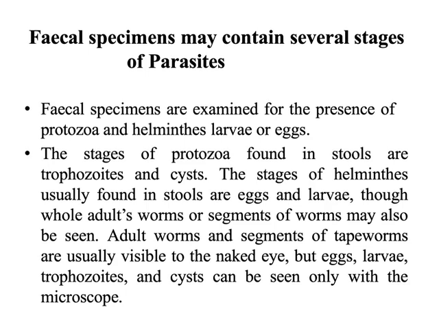Dear students, the stages of the protozoa found in the stool are trophozoites sometimes and, as we know, cysts. We can find any stages of helminths like eggs, larvae, adults, etc. The adults, as we know, sometimes we can see by the naked eye, but the eggs and larvae we cannot. And sometimes the trophozoite as well we cannot see. Okay, but we have to use the microscope.